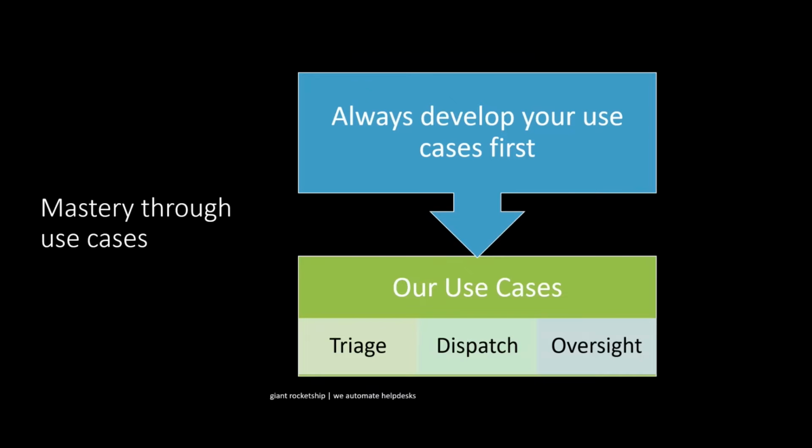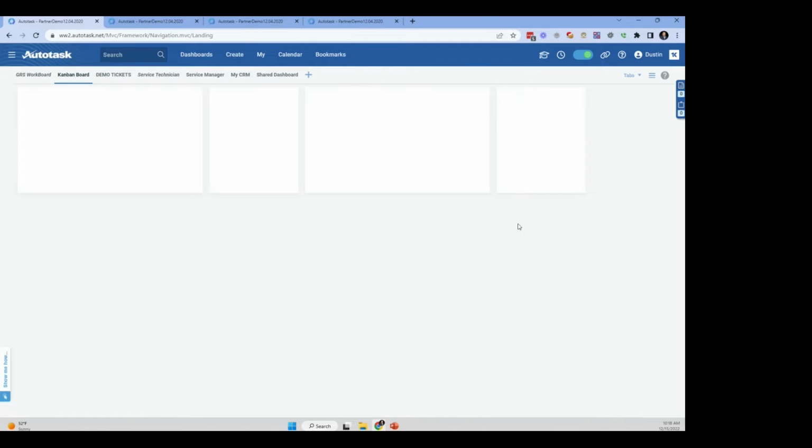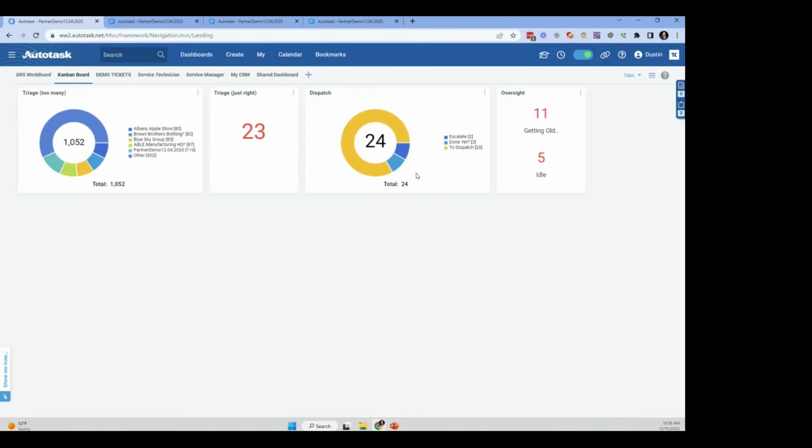So our first use case is triage. Not relevant if you have a full-time triage, a part-time, or it's a shared role. Somebody is always triaging tickets in your organization. So what we're going to do now is walk through this process of configuring a Kanban board for the triage process. And in fact, Kanban shines when it comes to the triage process. So let's take a look real quick.